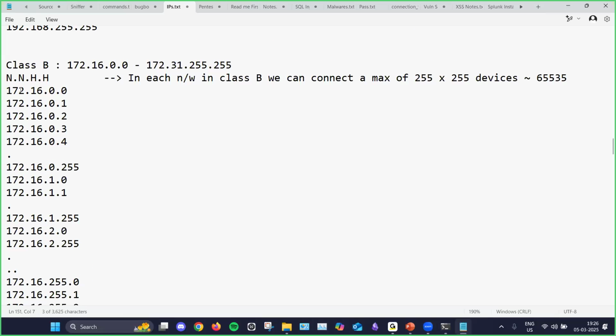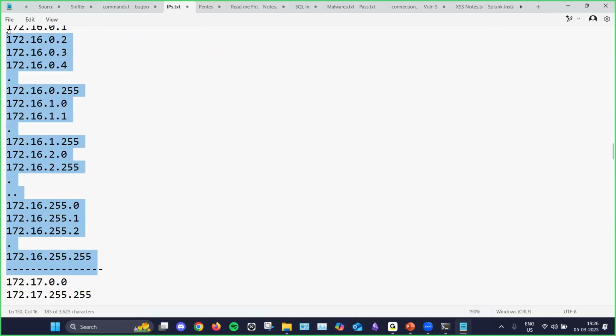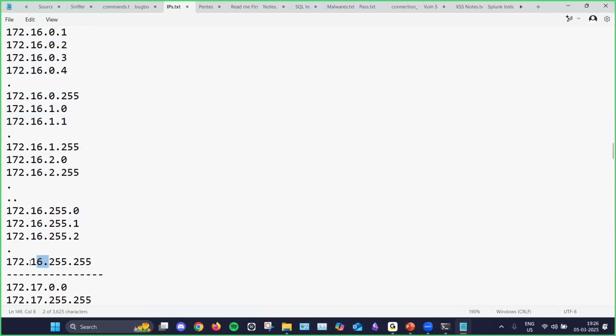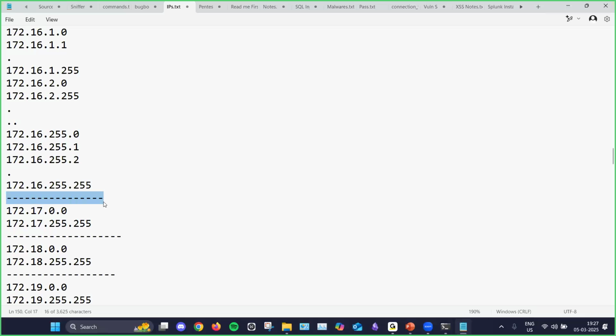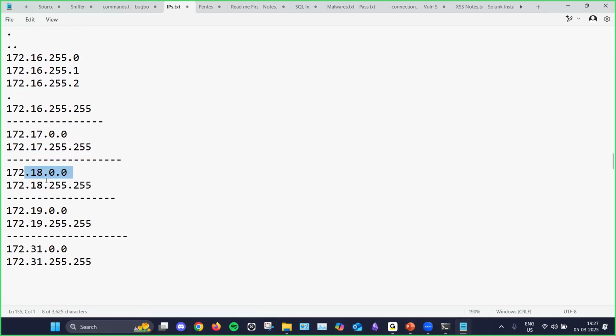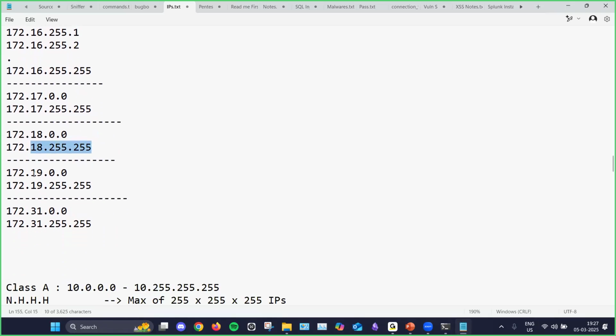Same logic, as long as the network portions are the same, it belongs to the same network. As long as the network portion is changing, the network divides over there. And from here starts a new network. From 17.0.0 to 17.255.255, 18.0.0 to 18.255.255, 19.0.0 to 19.255.255.